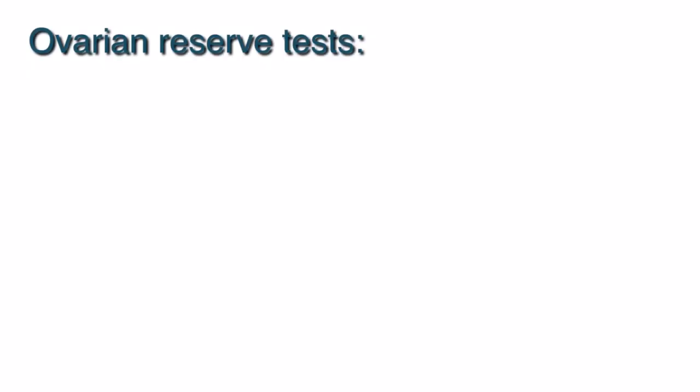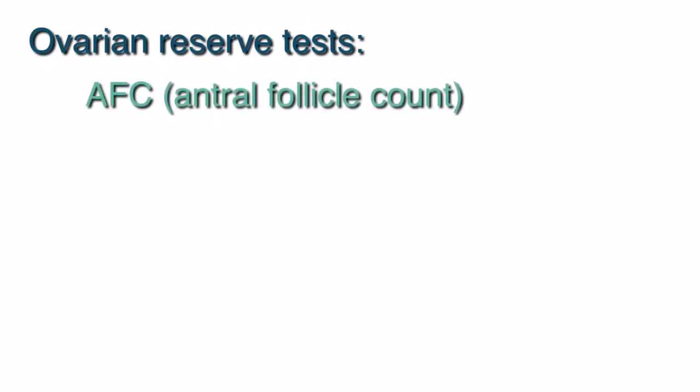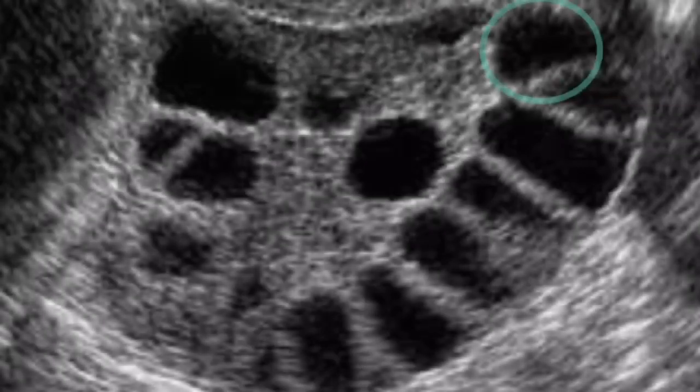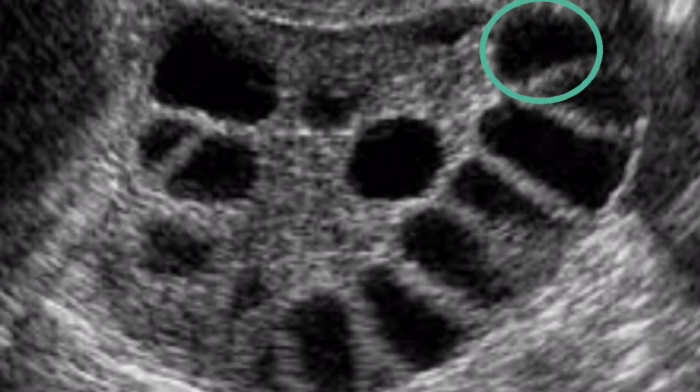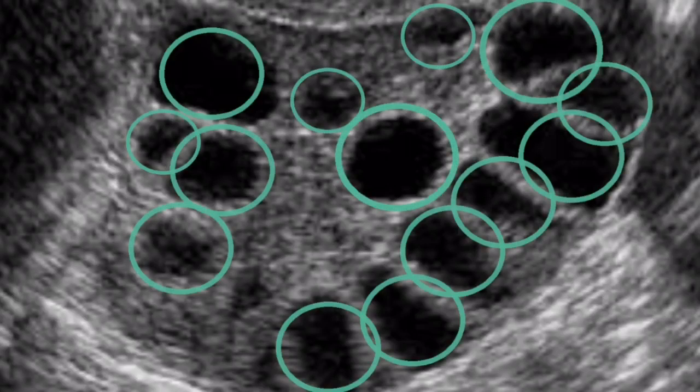Ovarian reserve is a term that we use to describe the remaining egg supply and fertility potential that a woman has. The first test we'll talk about is AFC, which stands for antral follicle count. The antral follicle is a small fluid-filled sac that contains an immature egg within it. The total number of follicles we are able to count is called the antral follicle count.